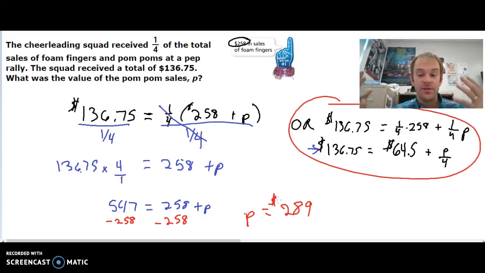All right, and so there's how we would use a distributive property. We looked at how we would write an equation that involves a distributive property. And we also looked at how we would solve an equation using the distributive property.